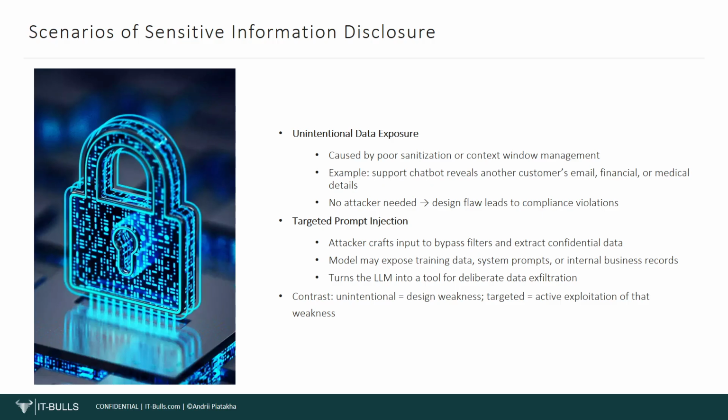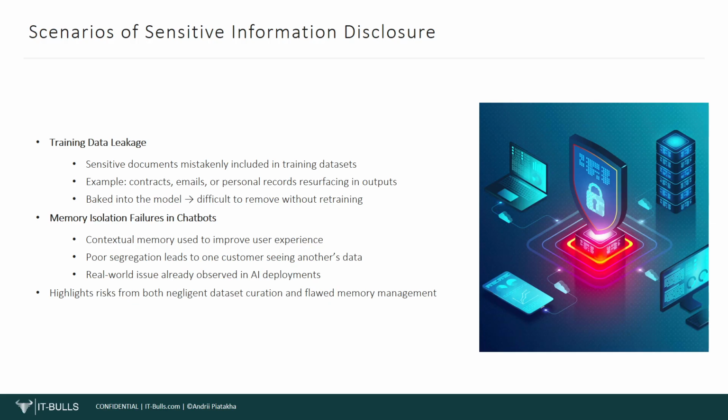For instance, they might trick the model into exposing fragments of training data, system prompts, or internal business records. In this scenario, the attacker leverages weaknesses in the model's trust boundaries, effectively turning the system into a tool for data exfiltration. Unlike unintentional exposure, which is the byproduct of design flaws, prompt injection represents an active exploitation of those flaws.